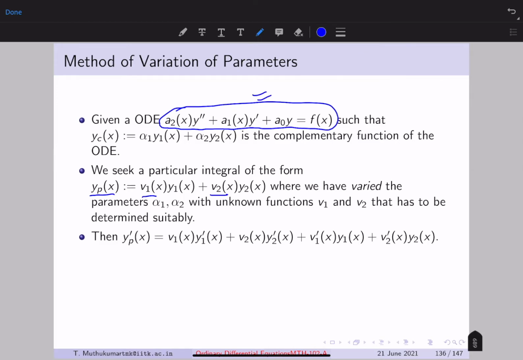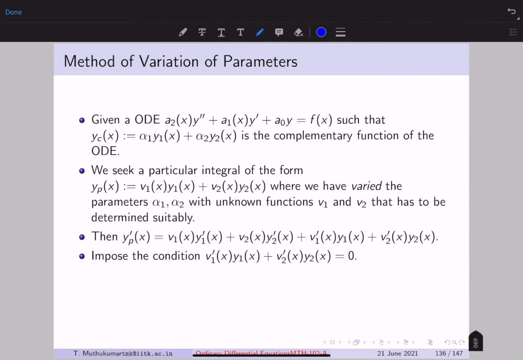So let's compute yp prime. You will get an equation like this. Now if you differentiate this again, yp double prime, in order to substitute here, you are going to get a double derivative of v1 and v2, right? When we differentiate the terms here, we will be getting double derivatives of v1 and v2. So to avoid that, we impose the condition that this last term is 0. We want to choose v1 and v2 such that yp is a particular integral.